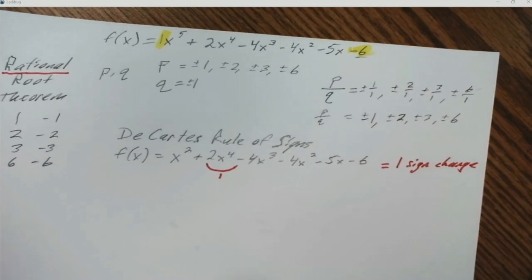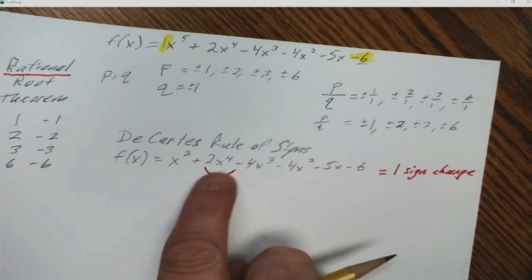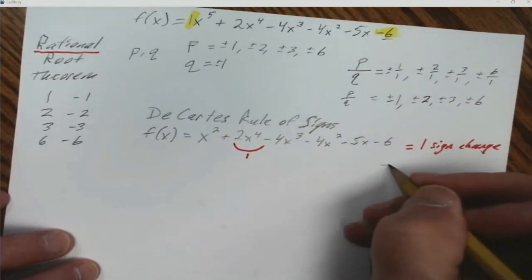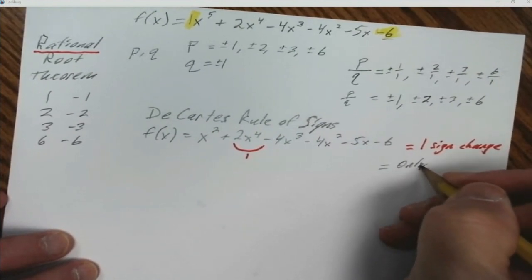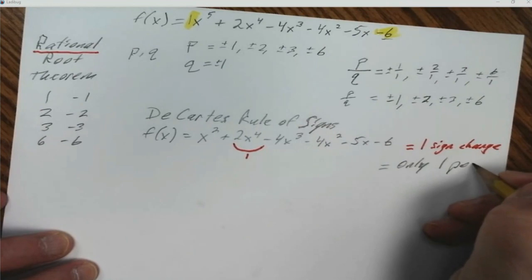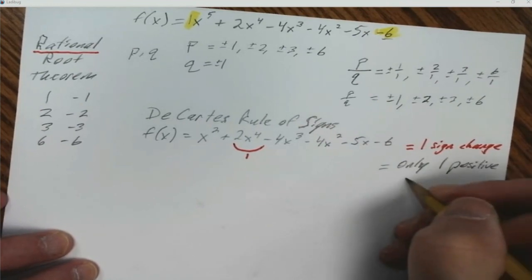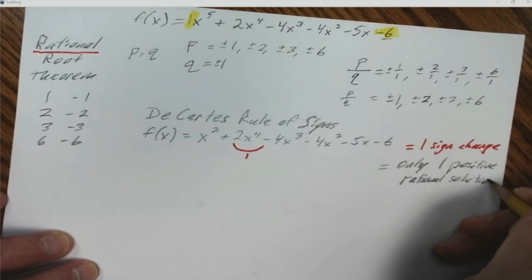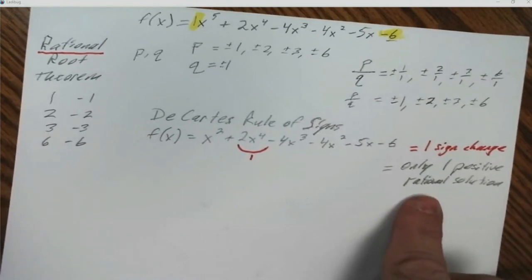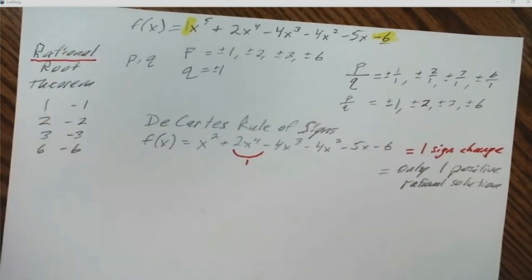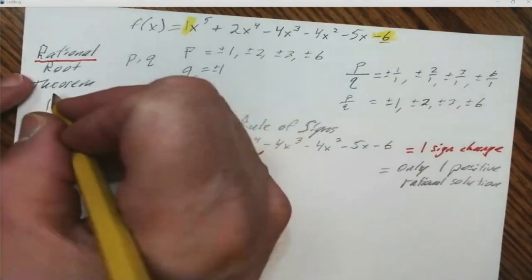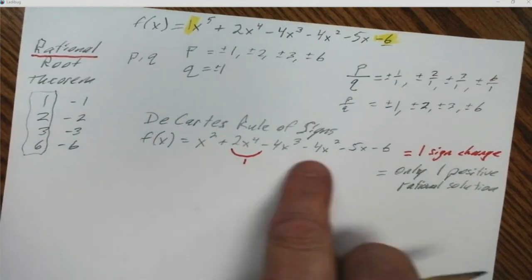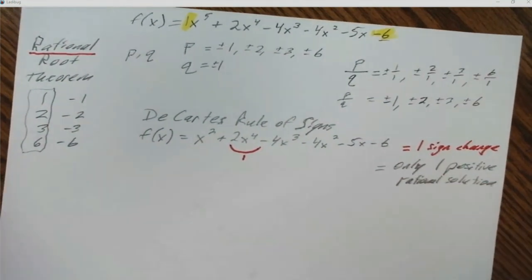So, since we looked at the equation and the sign only changes 1 time, here's what Descartes figured out. Only 1 positive rational solution. Only one of these is going to be a solution on the positives. Only one of these. Because Descartes' rule of signs tells us there's only 1 positive rational solution.